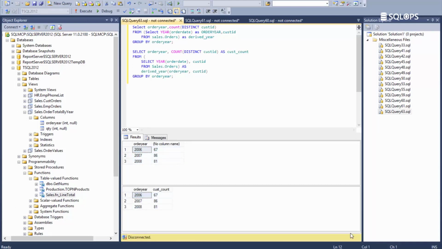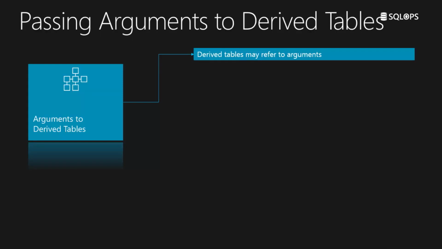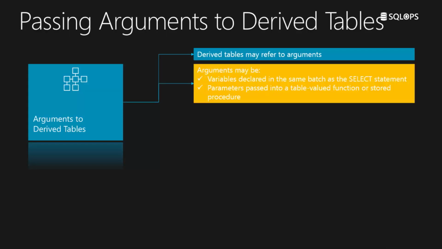Now that we have seen how to use aliases in derived tables, let's see how to make them more flexible by passing arguments to them. Derived tables in SQL Server 2012 can accept arguments passed in from a calling routine such as a T-SQL batch, function, or a stored procedure. And these arguments can be variables that are declared in the same batch as the select statement, or parameters passed into a table-valued function or stored procedure.